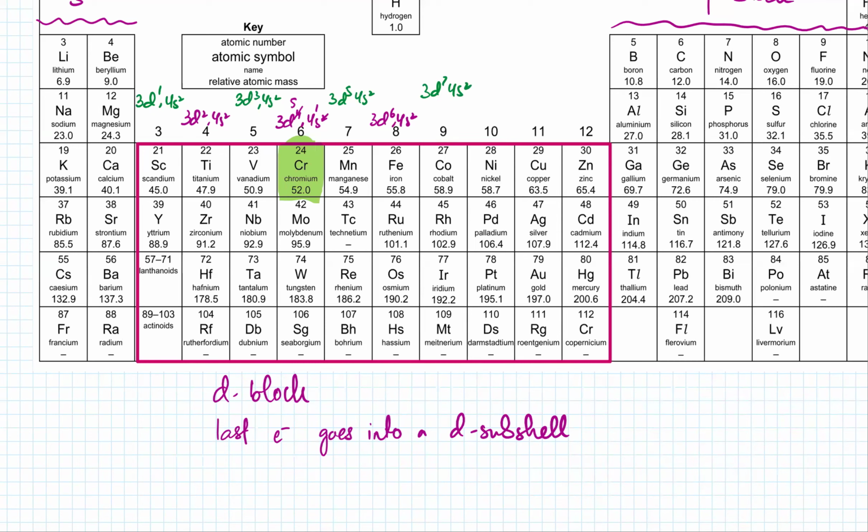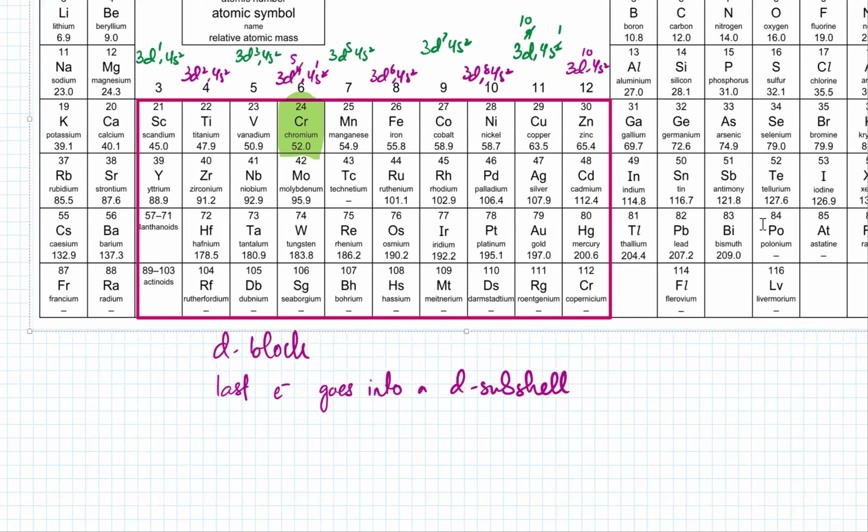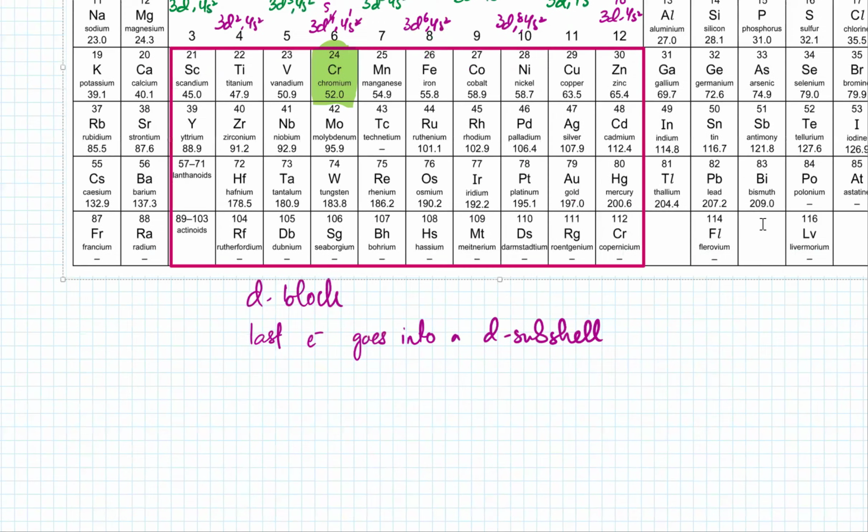So what's the next exception? Nickel would be 3D8 and 4s2. And then you've got copper, which should be 3D9, 4s2, but it's actually 3D10, 4s1. And finally, you've got zinc, which is 3D10, 4s2. Okay? So is this clear? By looking at the atom, you should know what the electronic configuration of that particular atom is. And you should know how to write the whole electronic configuration.